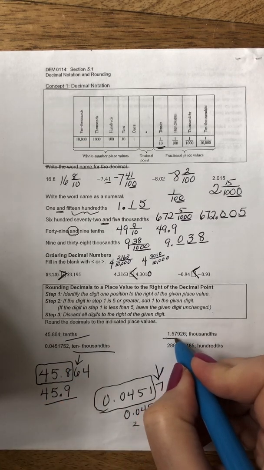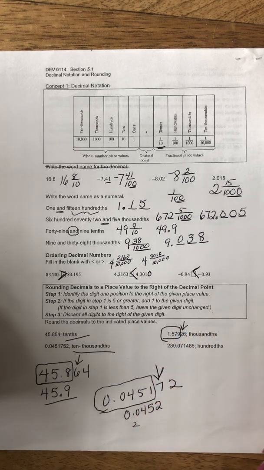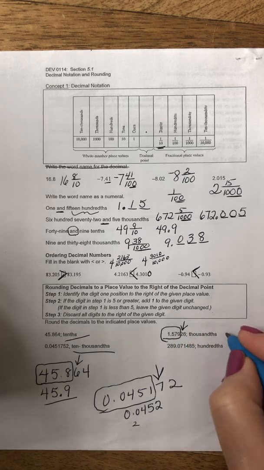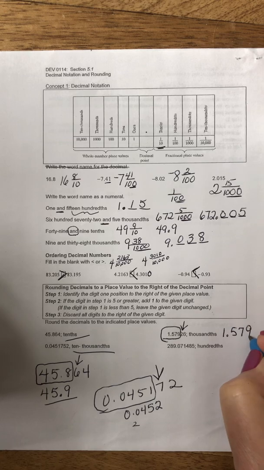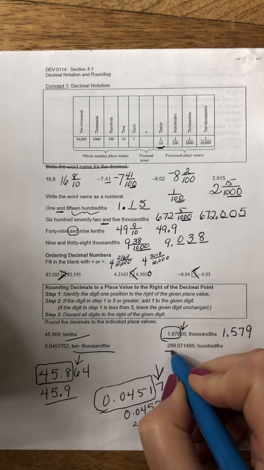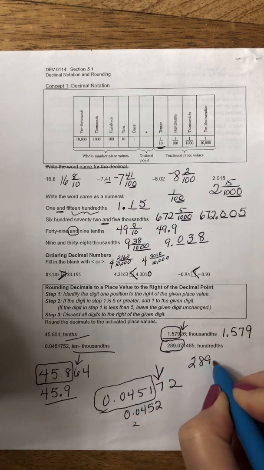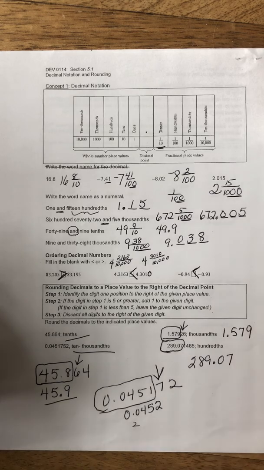Rounding to the nearest thousandth, that's three decimal places. This 2 outside indicates I'm going to keep the number 9 as is, so it's 1 and 579 thousandths. And for the nearest hundredth, two decimal places, 289 and 7 hundredths.